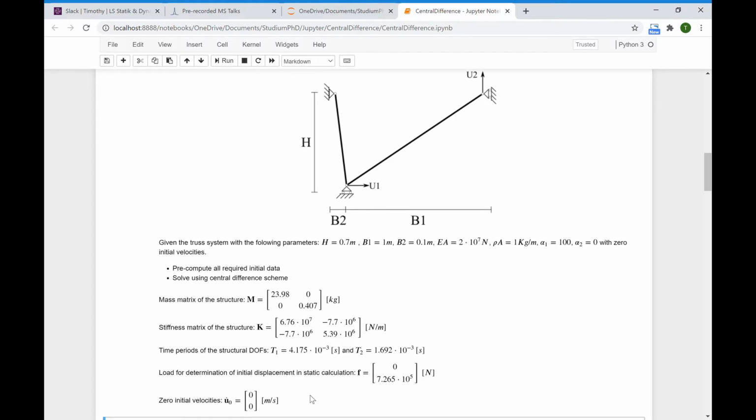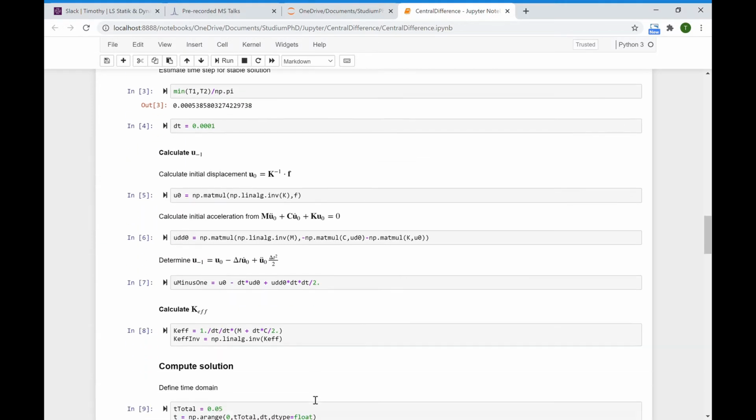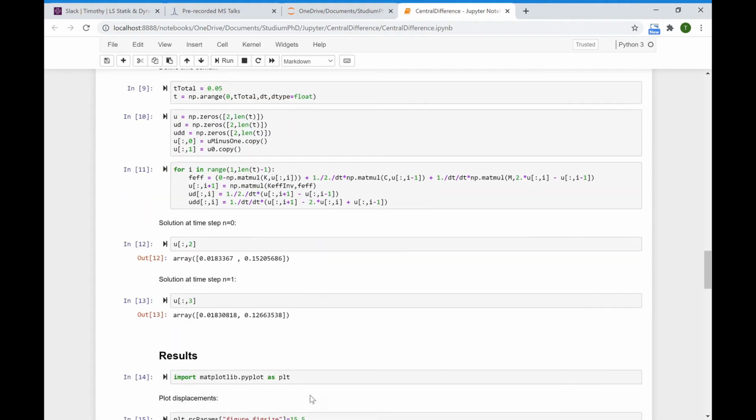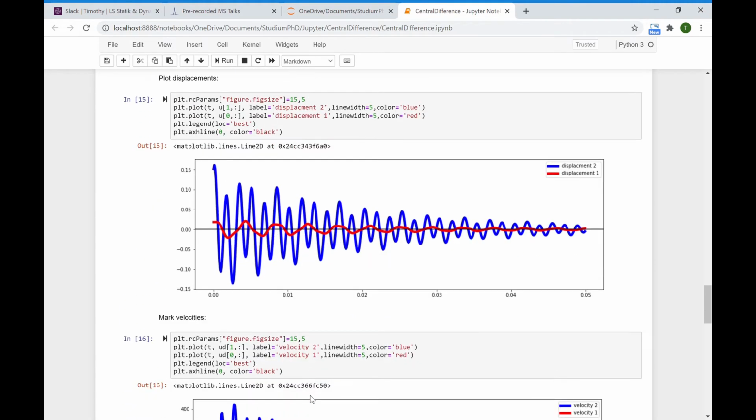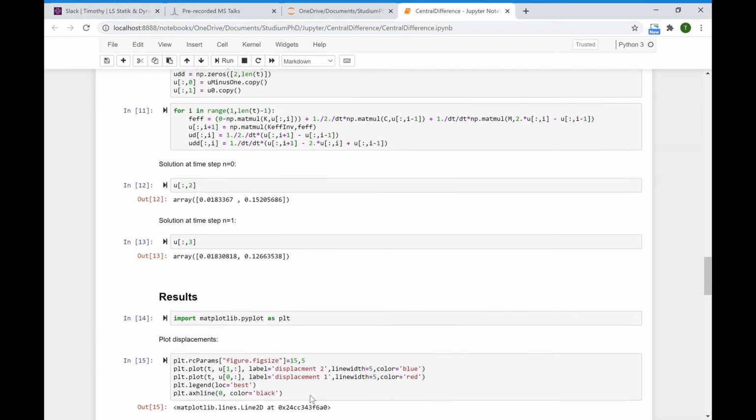I will not be uploading this Jupyter notebook in Moodle. That's why I'll leave for you the implementation of the code in any language, in MATLAB, in Python, or in C++, and plotting the results for this structure.